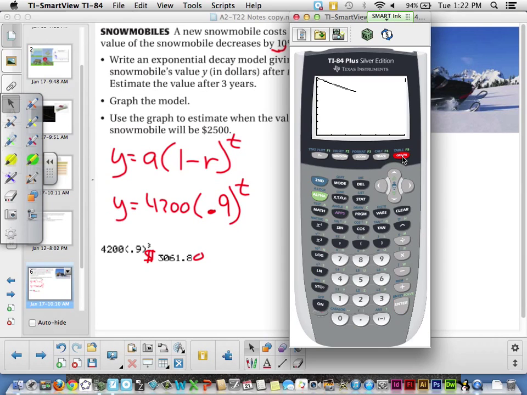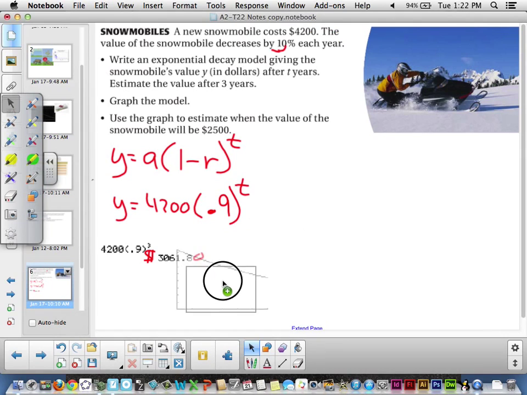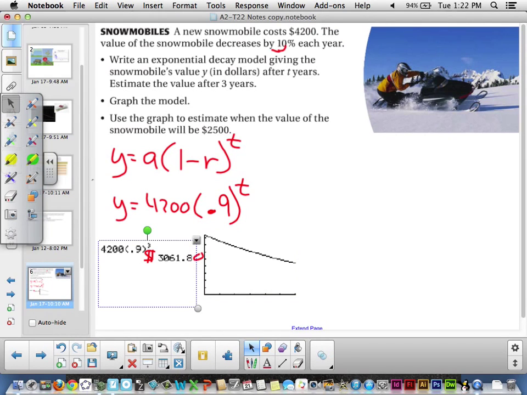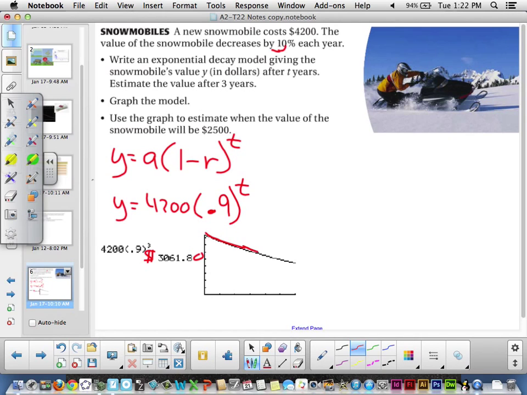As we graph it, you can see there's the cost of the snowmobile over time. You can see how it's going down. It's going down at a steeper rate at first, but then as it gets older, it's going to go down at a slower rate because there's less value to begin with. They can't lose as much.